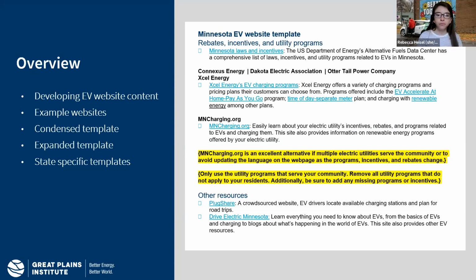For the example websites, we have links to city websites from across the country showing examples of how other communities have included this information into their websites. And oftentimes it's really helpful as you're thinking about what you want your website to look like, to see how others do it and maybe compare and see what you like, what you don't like. So that can help you evaluate how you want your own page to look.